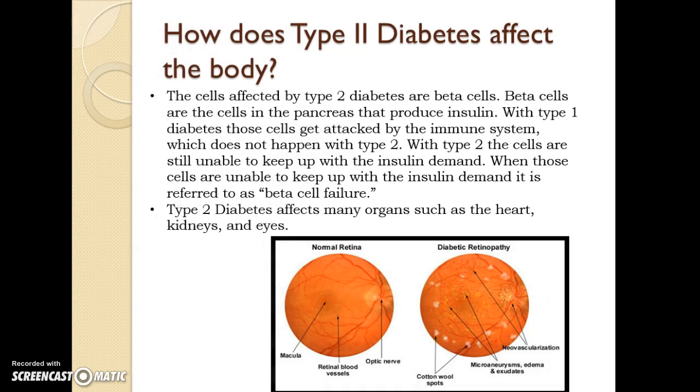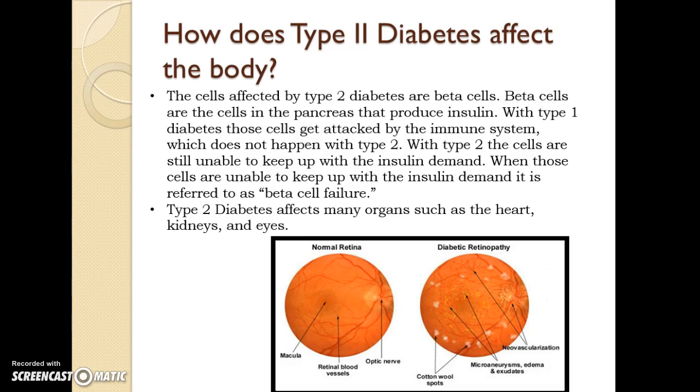How does type 2 diabetes affect the body? The cells affected by type 2 diabetes are beta cells. Beta cells are the cells in the pancreas that produce insulin. With type 1 diabetes, those cells get attacked by the immune system. That does not happen with type 2. With type 2, the cells are unable to keep up with the insulin demand. When those cells are unable to keep up with the insulin demand, it is referred to as beta cell failure.